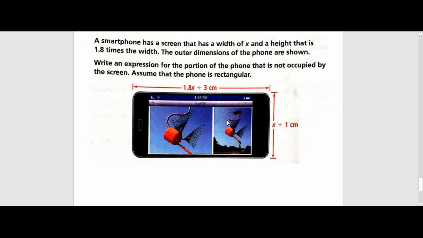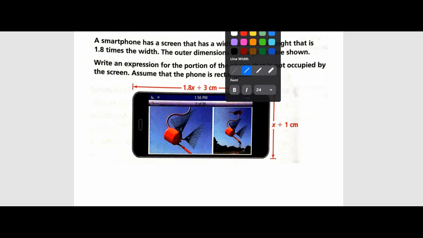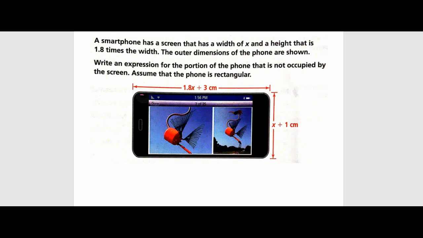So it says a smartphone has a screen that has a width of x and a height that is 1.8 times the width. The outer dimensions of the phone are shown. We need to write an expression for the portion of the phone that is not occupied by the screen. Assume the phone is rectangular. Okay, so it gives us the dimensions of the entire phone. What we need to find is an expression for the portion of the phone that is not occupied by the screen. So we're actually looking for, let me just shade this. It's this pink area right here.